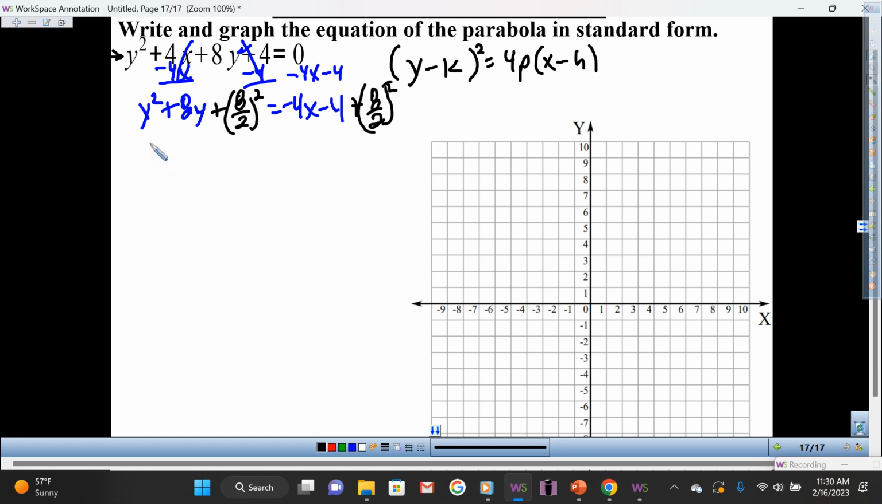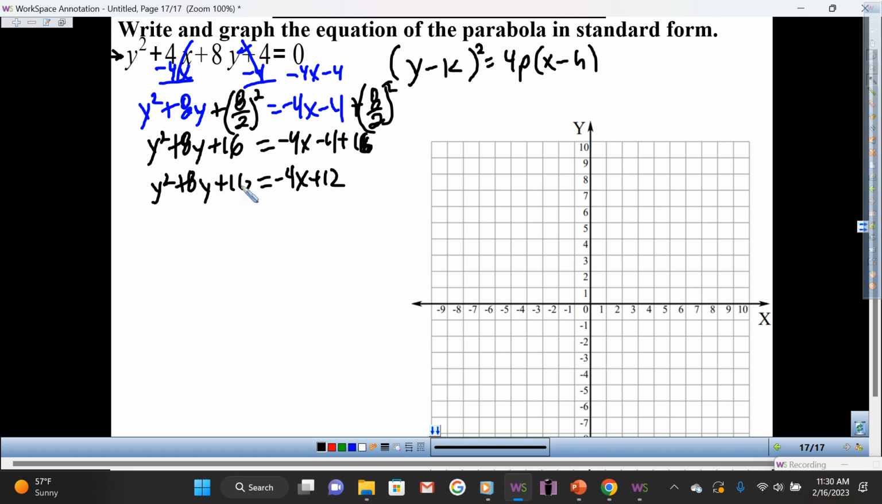So that gives us y squared plus 8y plus 16 equals negative 4x minus 4 plus 16. I can simplify the right side a little bit more, yes. So this is y squared plus 8y plus 16 equals negative 4x plus 12. Tell your neighbor what to do next. And Diego, pass someone.